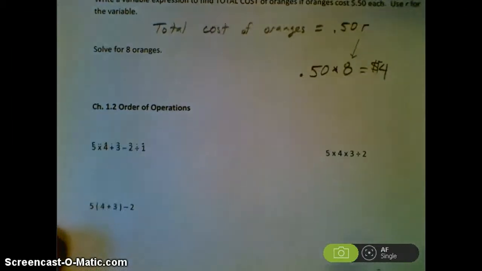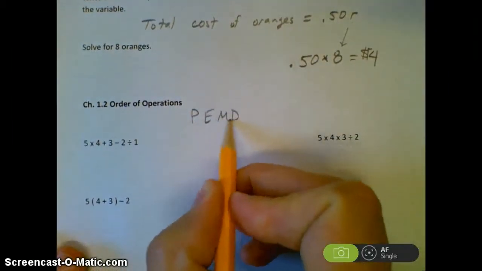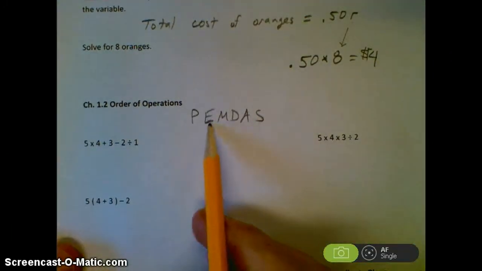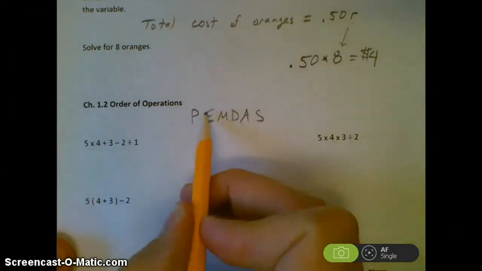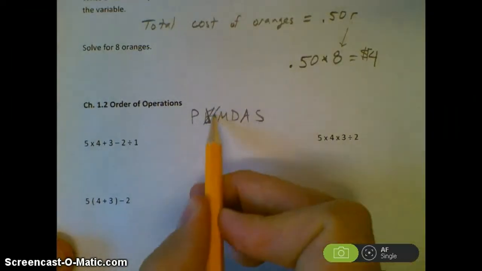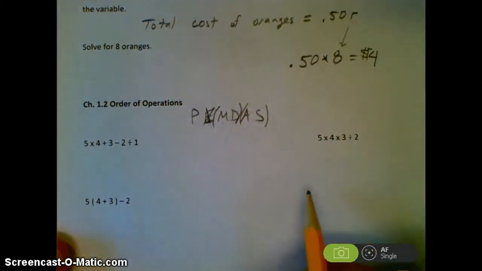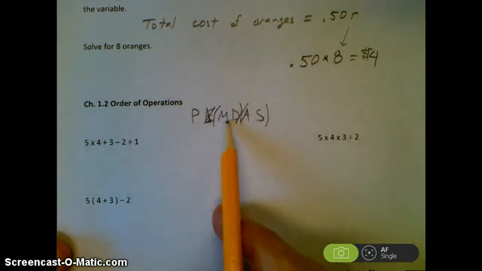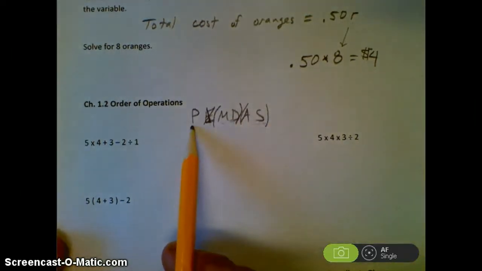Chapter 1, Section 2, Order of Operations. Remember, PEMDAS or PEDMAS, same thing. Parentheses, exponents, multiplication, division, addition, subtraction. We don't have to worry about exponents. We haven't done those yet. What we do have to worry about is the idea that multiplication and division are kind of the same, and addition and subtraction are kind of the same in the order that we use them. So we always do multiplication and division first before we do addition and subtraction, unless we have things in parentheses.